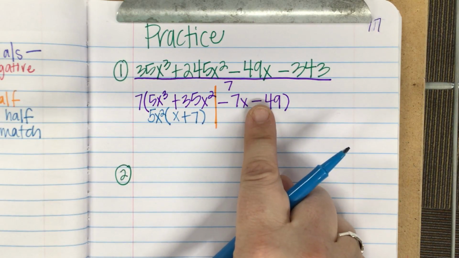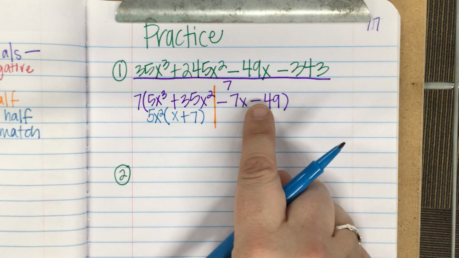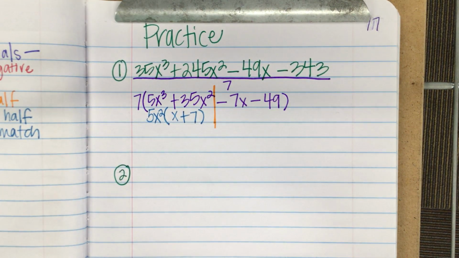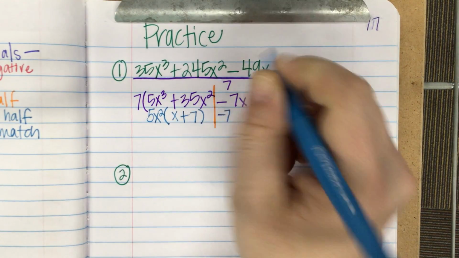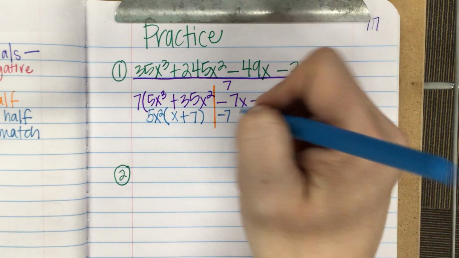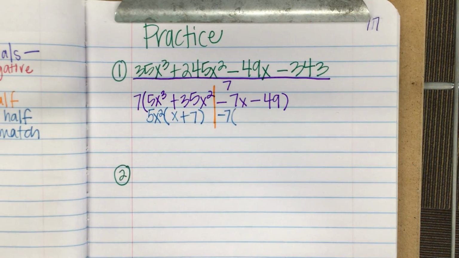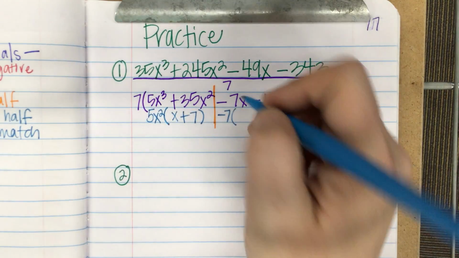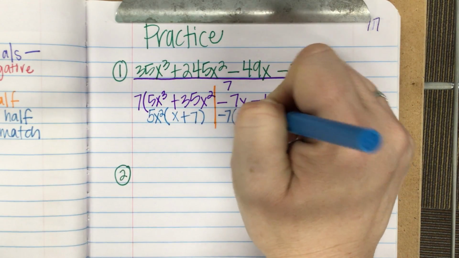Looking at the second half, what do negative 7x and negative 49 share? A negative 7, because my leading coefficient is negative. I have to take that negative out. Leaving behind what? X plus 7. They match.